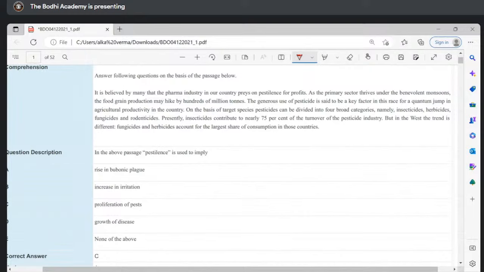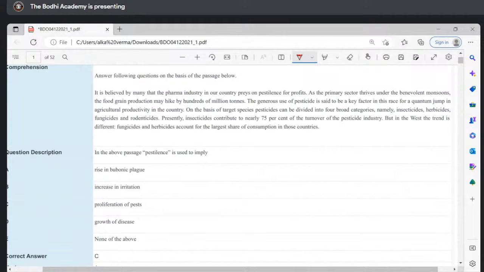And then later on they have mentioned pesticides. They say that pesticides increase the agricultural productivity of the country. And then they have divided the pesticide section. They have said that there are four types: you have insecticides, herbicides, fungicides, and rodenticides. So they have said these are the four types.